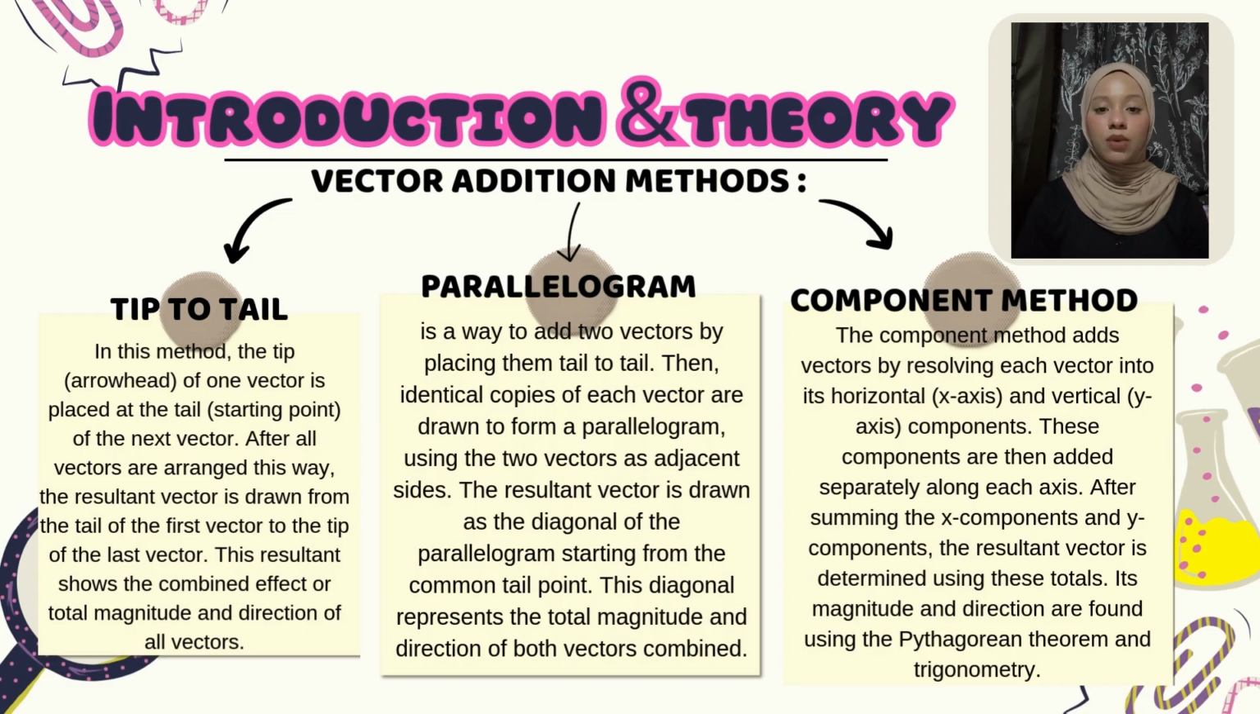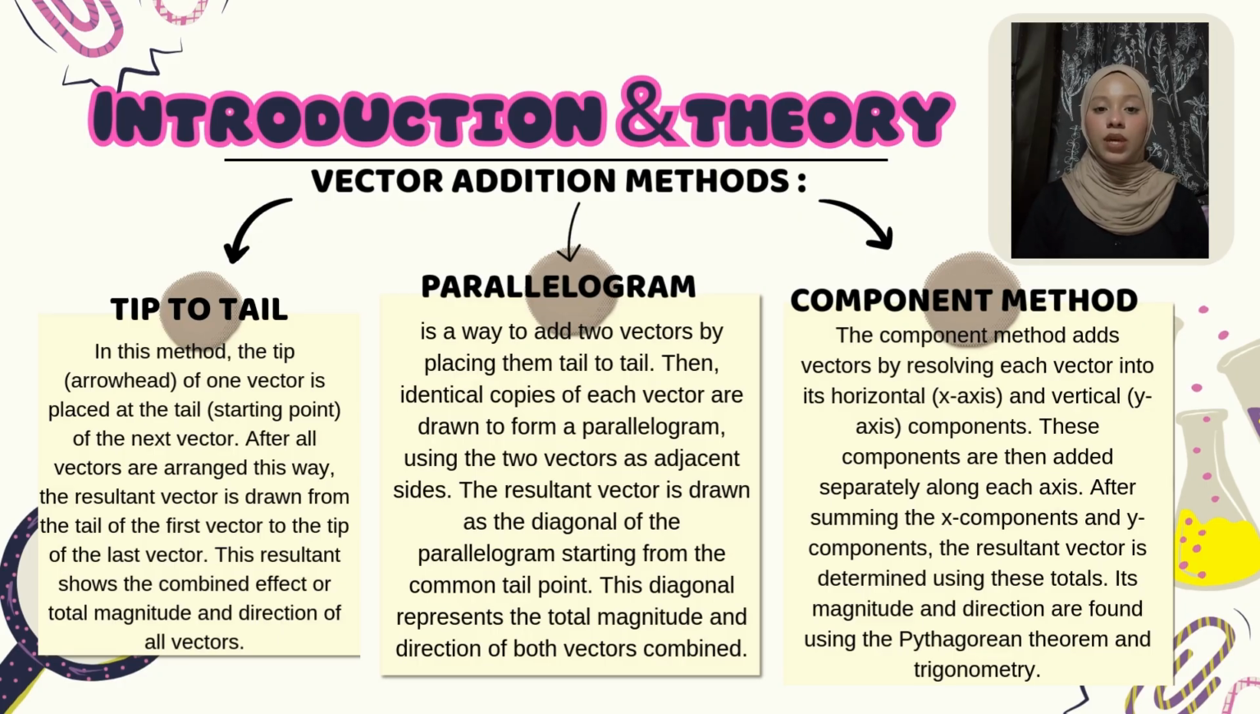The second method is the parallelogram. Parallelogram is a way to add two vectors by placing them tail to tail. Then identical copies of each vector are drawn to form a parallelogram using the two vectors as adjacent sides. The resultant vector is drawn as the diagonal of the parallelogram starting from the common tail point. This diagonal represents the total magnitude and direction of both vectors combined.